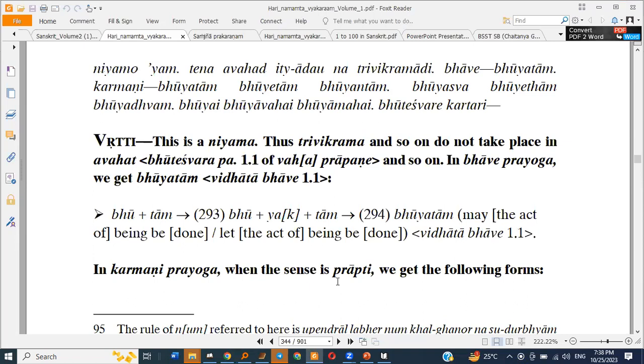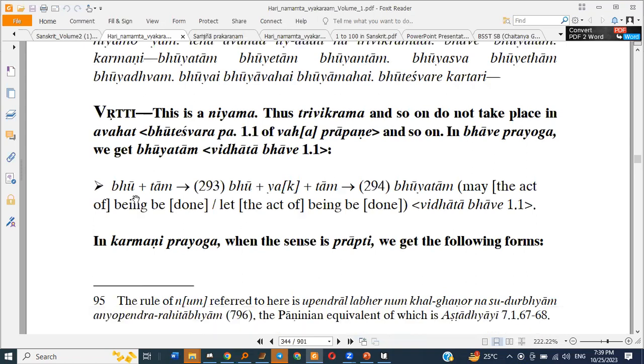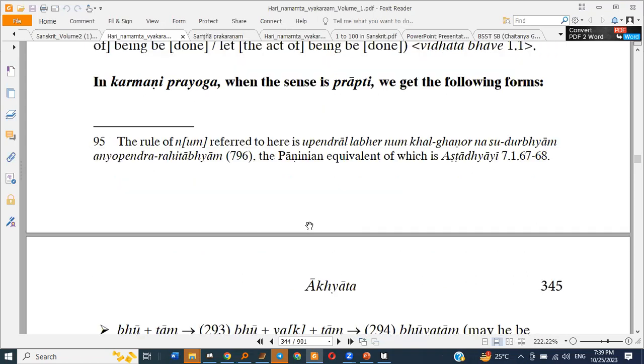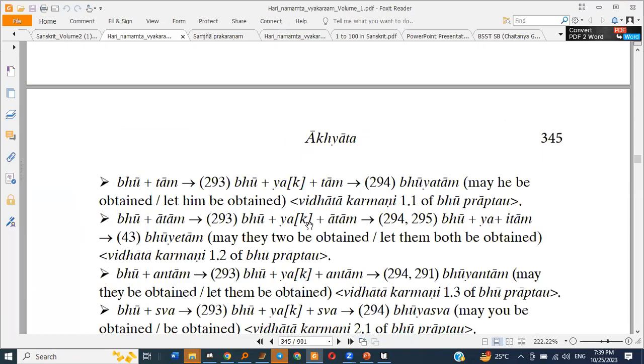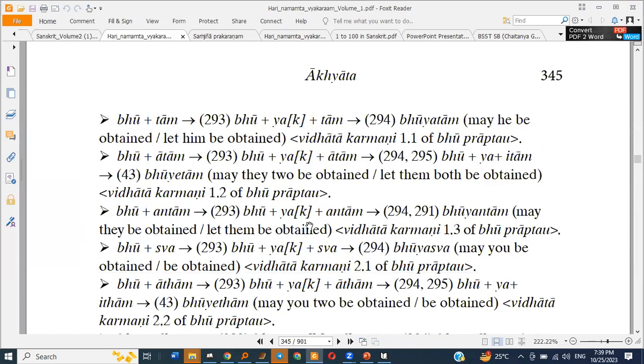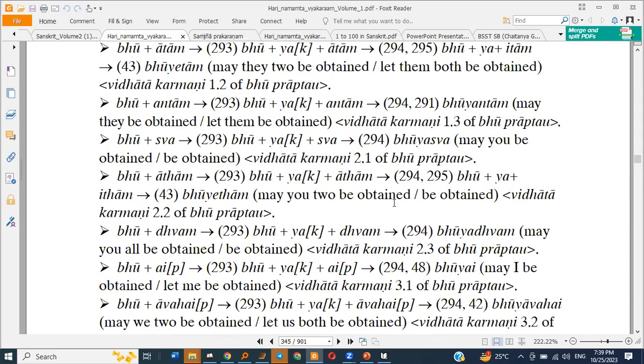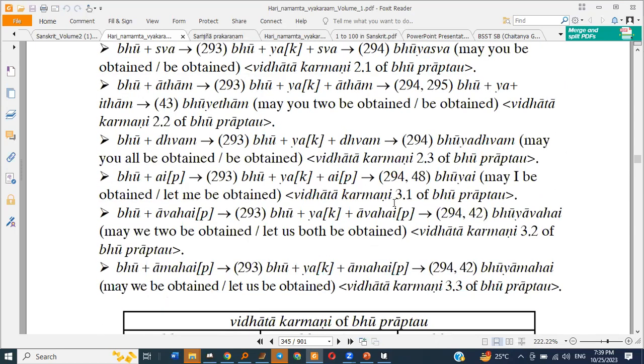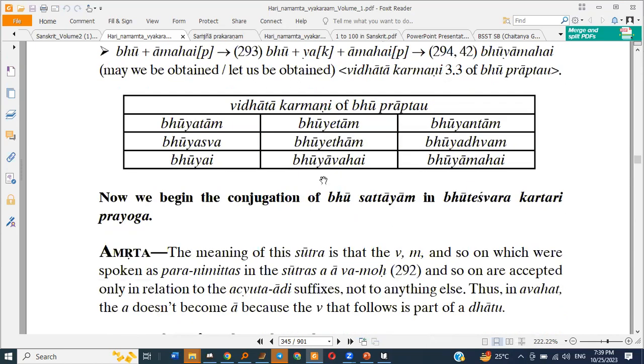We did the Vidhatri Parapada forms the last time. Bhavatu, Bhavatam, Bhavantu, and so on. The Atmapada forms are Bhuyatam, Bhuyetam, Bhuyantam, Bhuyasva, Bhuyetham, Bhuyadvam, Bhuyai, Bhuyavahai, Bhuyamahai. So no new sutra is required to derive the forms.